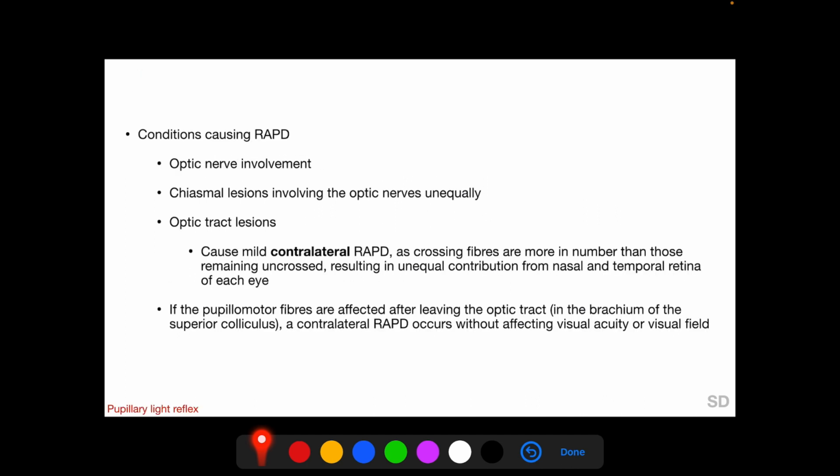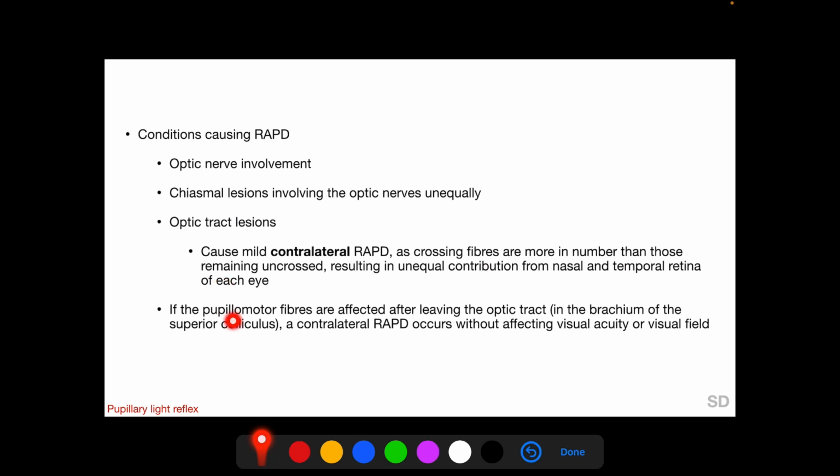So what are the conditions causing RAPD? Optic nerve involvement is the typical condition causing RAPD. Chiasmal lesions involving the optic nerves approaching the chiasm unequally can also cause RAPD. Optic tract lesions cause mild contralateral RAPD. This is because the crossing fibers are more in number than the fibers which remain uncrossed in the optic chiasm. So there is an unequal contribution from nasal and temporal retina in each eye.